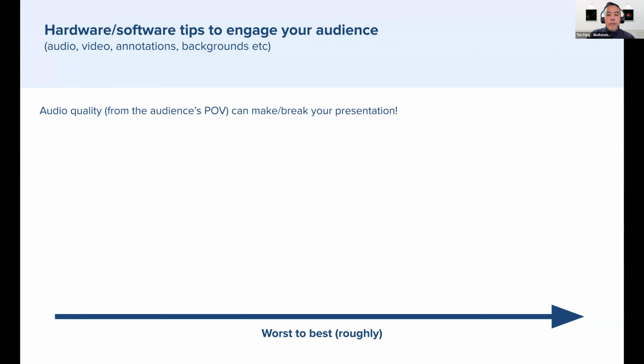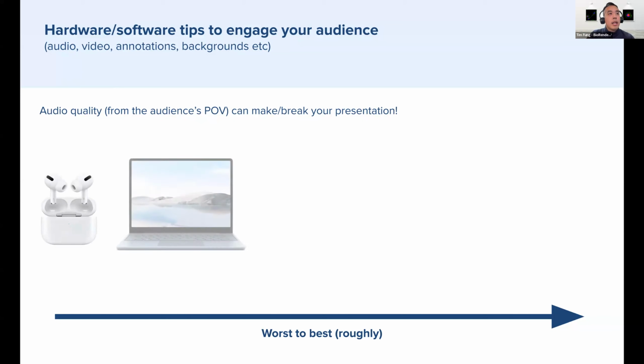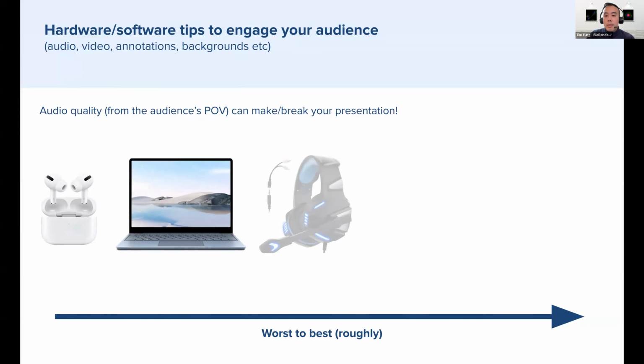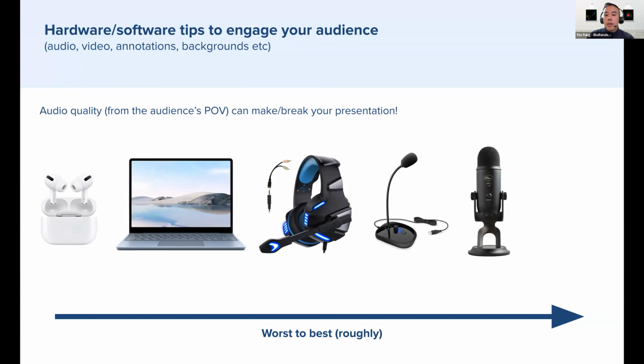And here's sort of a rough ranking of audio quality for different types of microphones, starting from earpods, our laptop microphones, gaming headsets, standalone microphones, as well as teleconferencing headsets as well. And what might be surprising are the gaming headsets. They sort of sit in the middle of the spectrum.